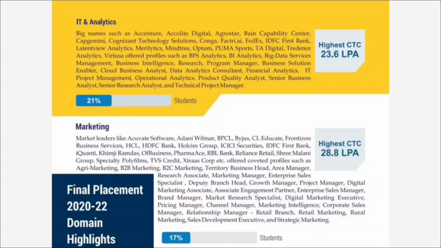manager. Then if we consider the marketing domain, 17% of students were placed in this domain. The highest CTC offered for marketing is nearly up to 28.8 lakhs per annum. The top recruiters for marketing are SCL, HDFC Bank, ICICI Bank, IDFC First Bank, BPCL, RBL Bank, Reliance Retail, and many more companies. The roles offered in the marketing domain are marketing manager, enterprise sales specialist, deputy branch head, growth manager, project manager, digital marketing associate, associate engagement partner, and many more roles.